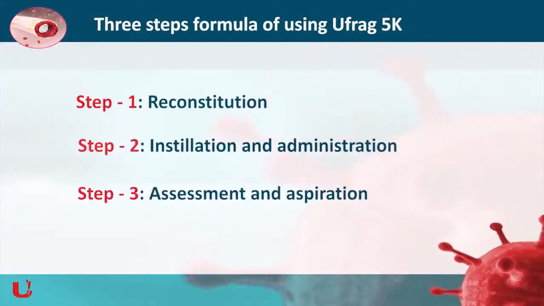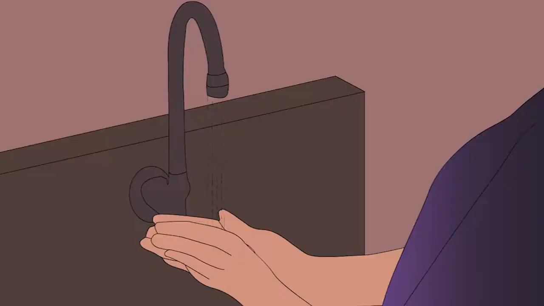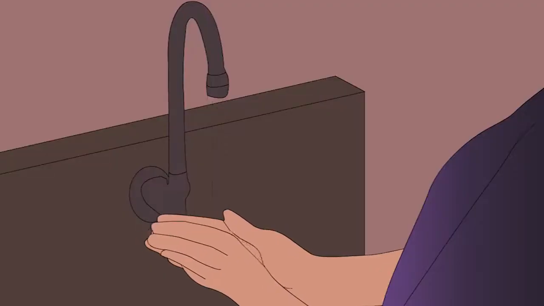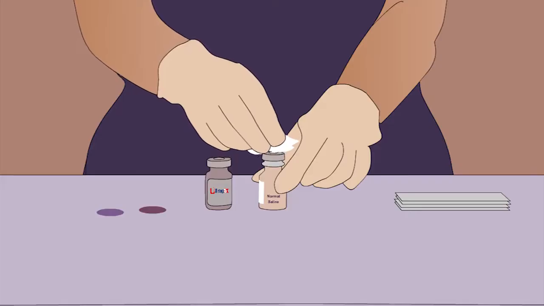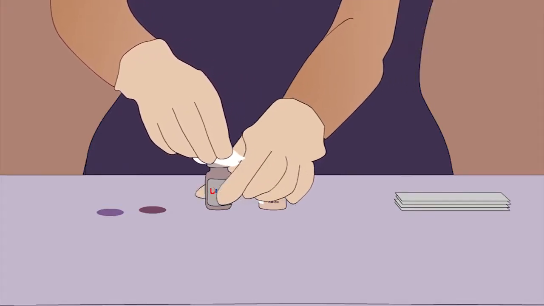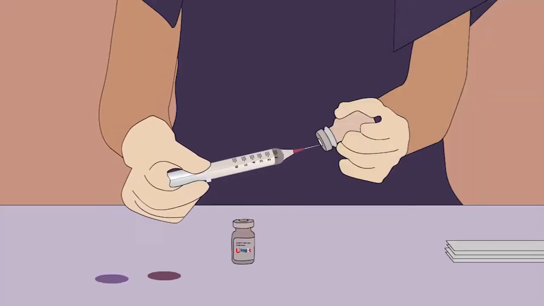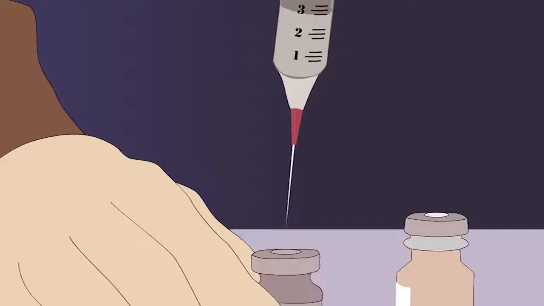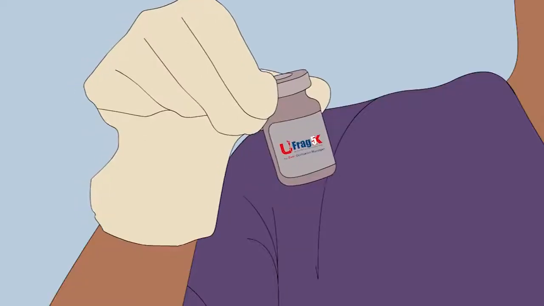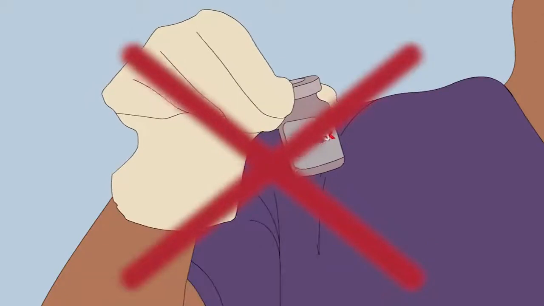There is a 3-step formula to use Eufrag 5K. Step 1. Reconstitution. Aseptic technique shall be followed when diluting lyophilized powder of Eufrag 5000. Withdraw 2 to 8 milliliters of 0.9% normal saline aseptically into syringe. Direct the stream into powder and gently swirl the vial until content is dissolved. Do not shake the vial.